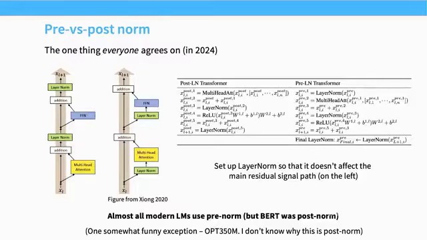Basically, all modern language models push the layer norm outside of the residual stream. This is just like a thing that basically everybody does. There is one funny exception, but it is OPT 350M, and if you all are familiar with language models, we kind of know OPT in general was kind of a mess of a language model, right? And OPT 350M is even more so because I don't know why only that model has a post-layer norm in the residual stream. Okay, so this is one of the things that everyone agrees on.